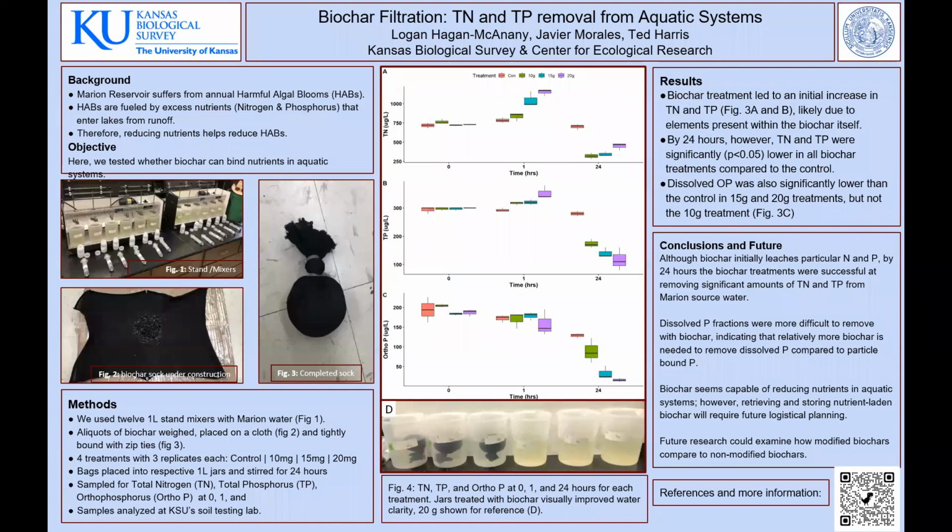Hi, my name is Logan Hagan-McAnany. I'm an undergraduate research assistant for the Harris Lab at the Kansas Biological Survey. My poster is over biochar filtration and how it removes TN and TP from aquatic systems.